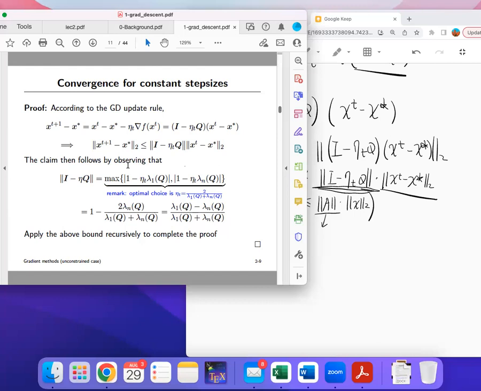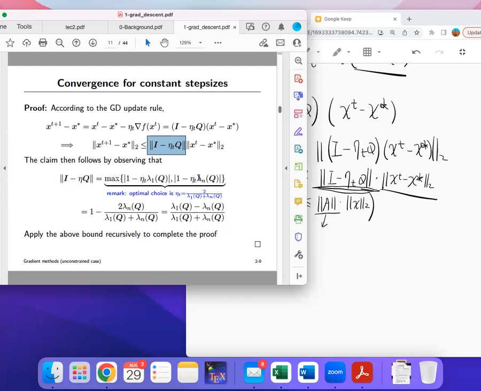And you can further optimize that because it's the maximum of these two, and the eta t is the step size that you need to determine. So what you can do is to choose the eta t so that it minimizes this entire term. Why? Because if this term is smaller, it will make the distance smaller, right? You want to minimize this coefficient as much as possible, right?